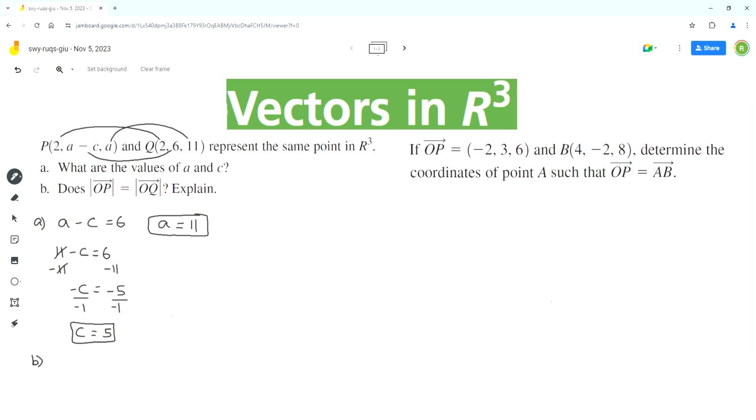Does the magnitude of vector OP equal the magnitude of vector OQ? Explain. See, OP represents a position vector for point P. So point O is the origin. And similarly, OQ is a position vector for point Q. So we can write that.